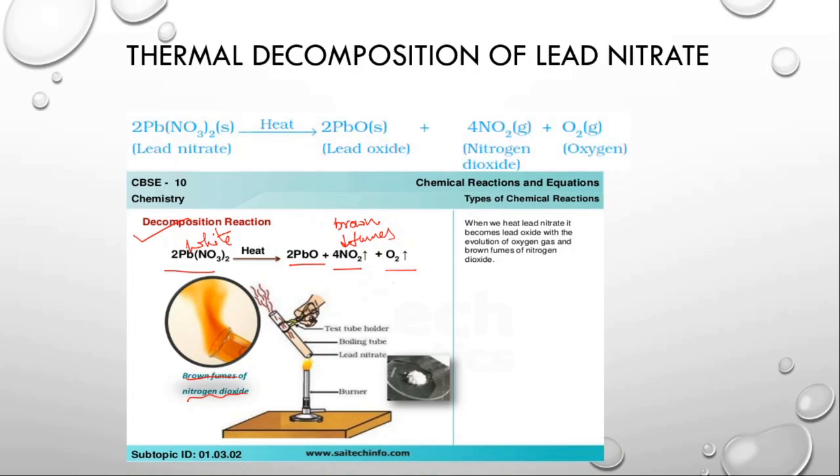Again, if you generalize this equation, what is happening over here? Lead nitrate, a single reactant, when heat is provided, changes into lead oxide and nitrogen dioxide. This lead oxide is left in the test tube only, and these two gases escape. So this is also an example of thermal decomposition reaction.